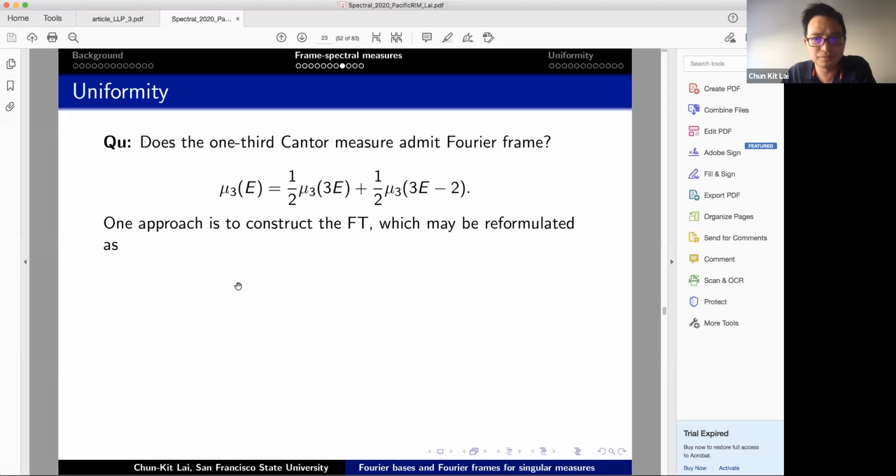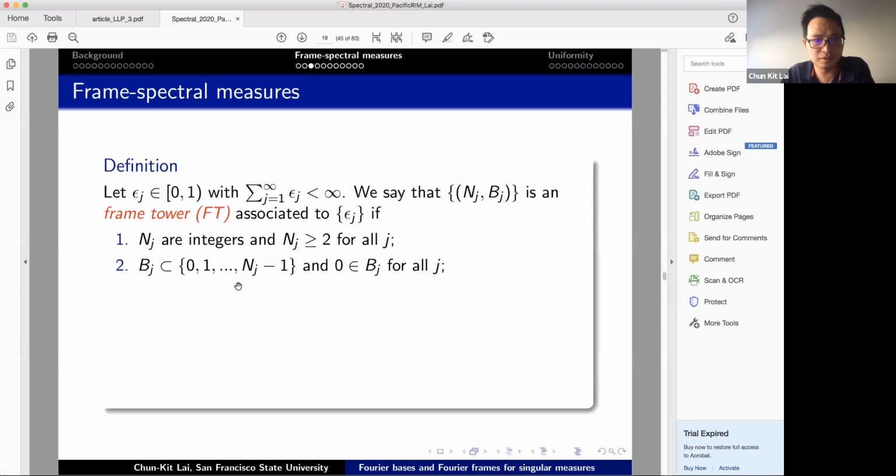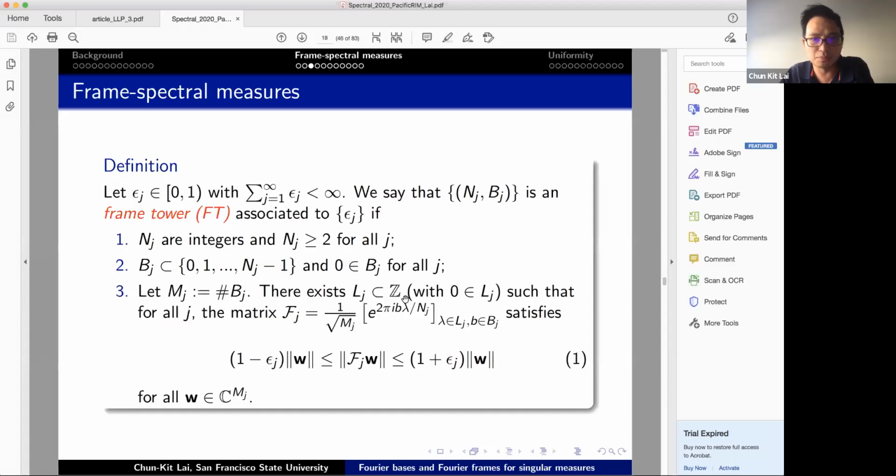And well, just to go back to the question about the middle third. If we want to use this approach to construct a Fourier frame using the frame tower construction, one of the main ideas is to construct a frame tower. So the frame tower here. But certainly if you do the middle third, just the 2 digits is too small.